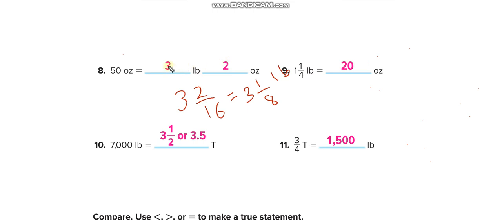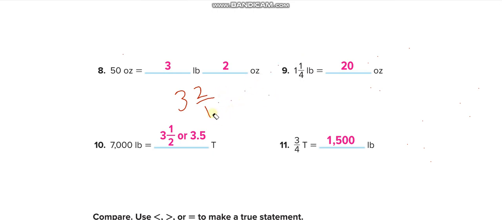If you divide, you will get 3 as the whole number and 2 as the remainder. Okay, and you write the remainder in the numerator and the divisor in the denominator. Okay, and then you simplify it. Okay, 1 and a quarter, 1 whole and 1 over 4 pound.